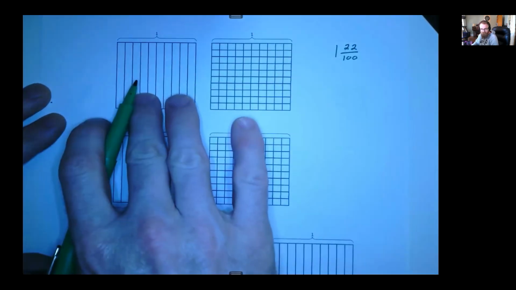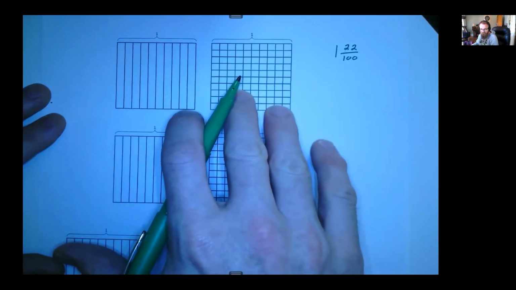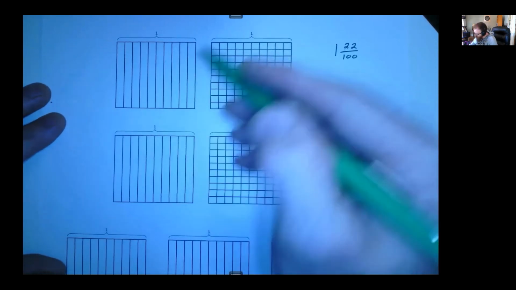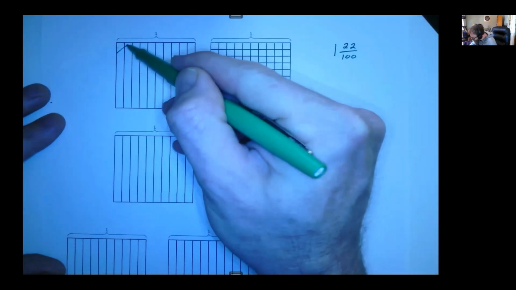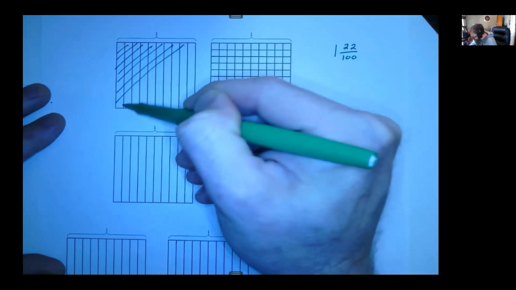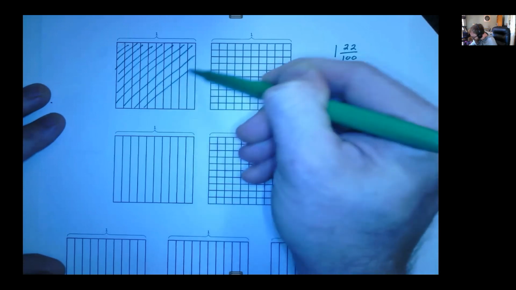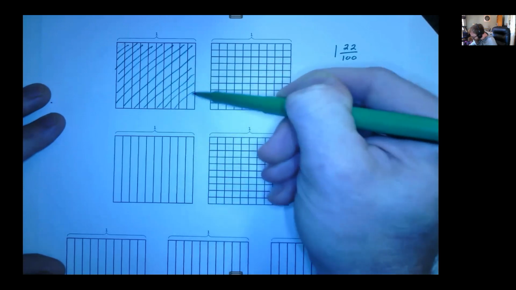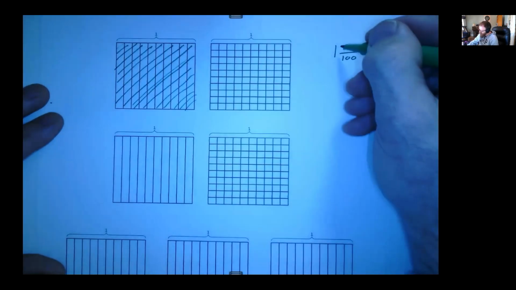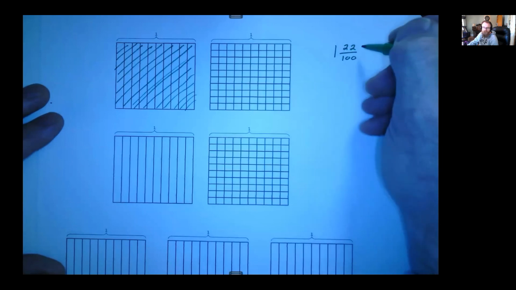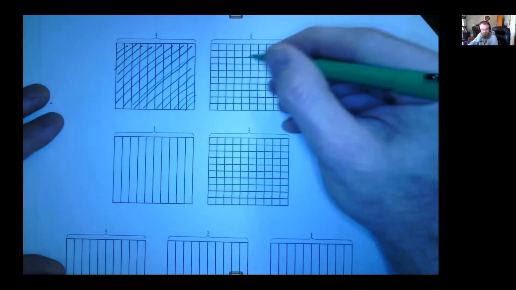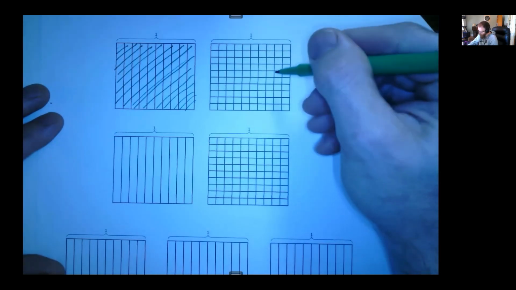If we have tenths and hundredths blocks to work with, we know that we have one whole, and each of these squares is worth one whole. So we can start by shading in one whole square. 10 tenths. After we shade in our one whole, we also need to show 22 100ths, which means we want to shade in 22 out of 100 parts here.